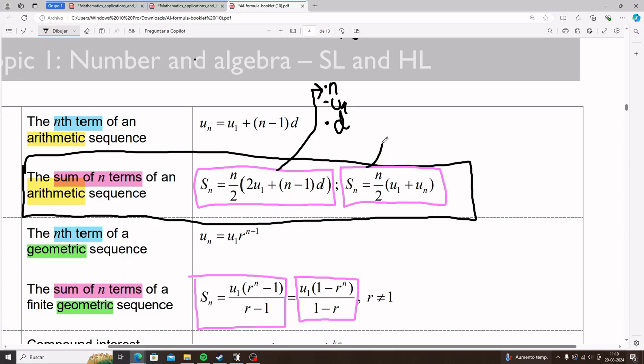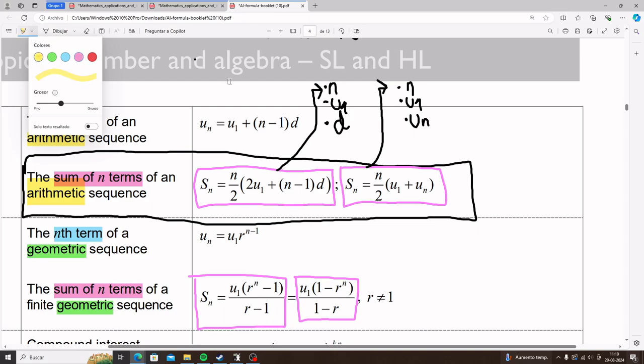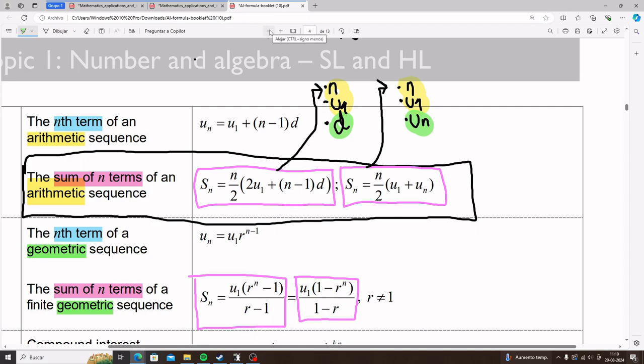While the second formula, what does it ask for? You need n as well. You need u1 and you need un. And so they have some stuff that is pretty much in common, the n and the u1, clearly. But the main difference between both formulas is that one of them asks for d and the other one asks for un. And so that's the kind of stuff that you need to be aware of using the formula booklet so that it doesn't get overwhelming, so that you don't get confused.